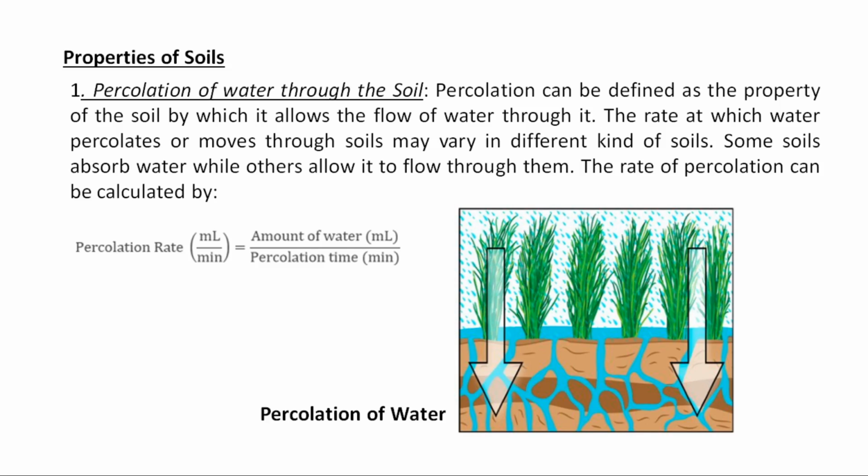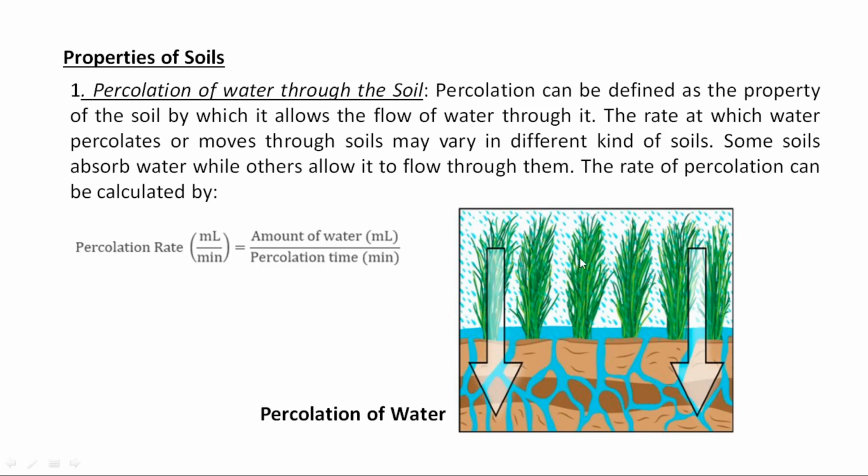What will we study today? Properties of soil. We are seeing percolation. Number one property is percolation, percolation of water through the soil. So what is percolation? Percolation can be defined as the property of soil by which it allows the flow of water through it. We are seeing the movement. Water will pass through the soil, and that is percolation.